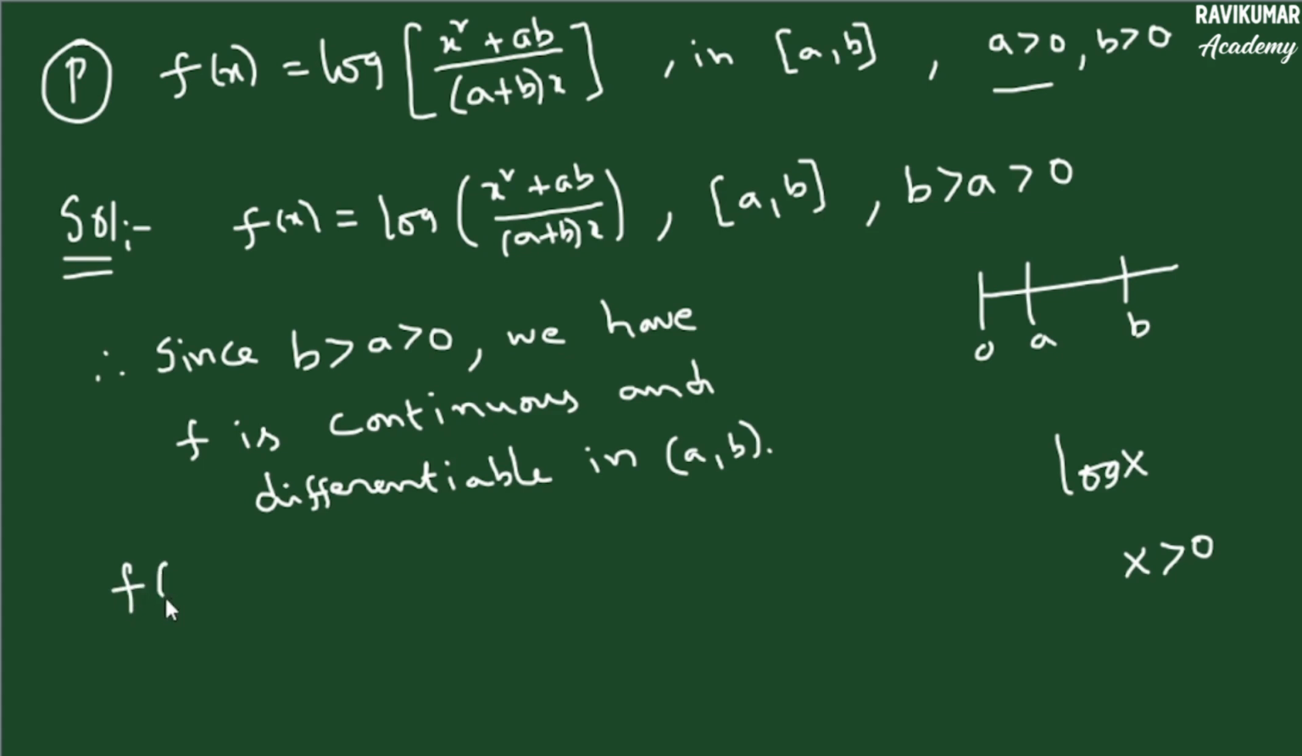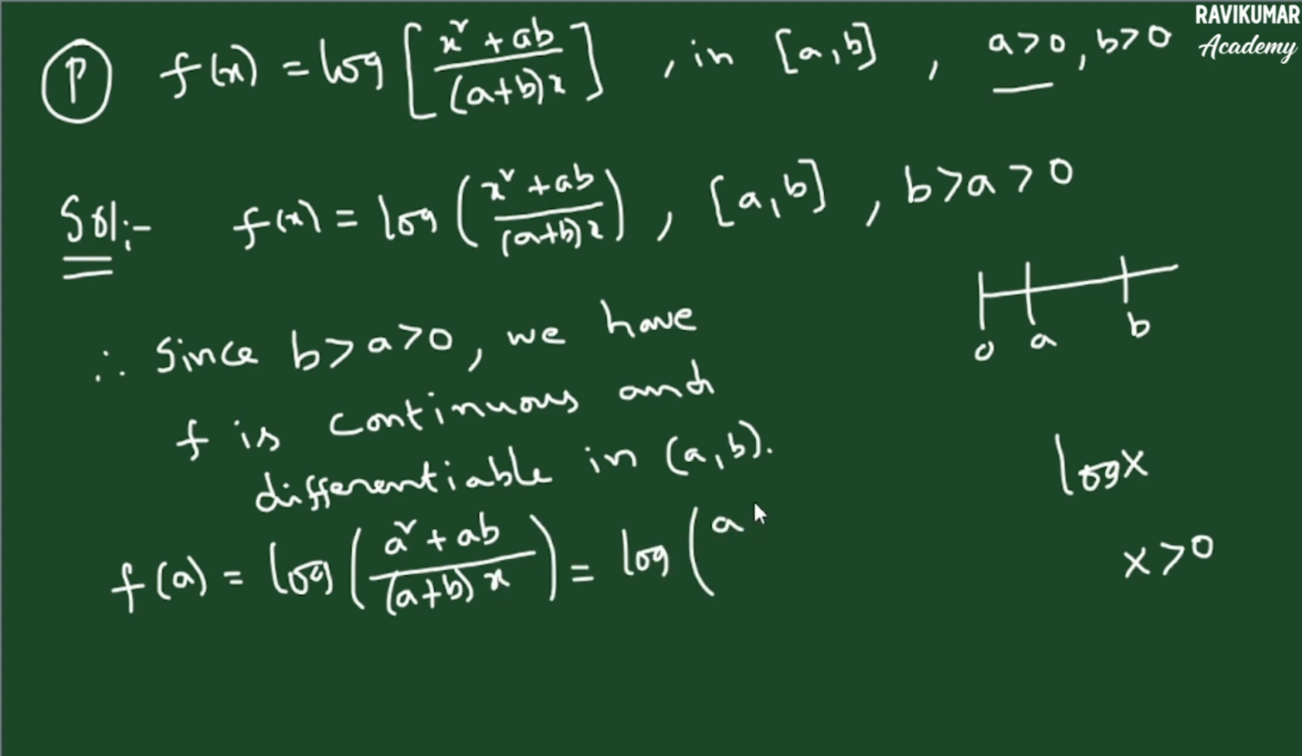So let us check the third condition, f of a. What is f of a? a is not given as a number. Directly you can substitute a in place of x. Then you will get log of (a square plus ab) divided by (a plus b) into a. When you take a common in the numerator, you get a into (a plus b) by (a plus b) into a. So you will get log 1, which is 0. Log 1 is 0, right, for any base.